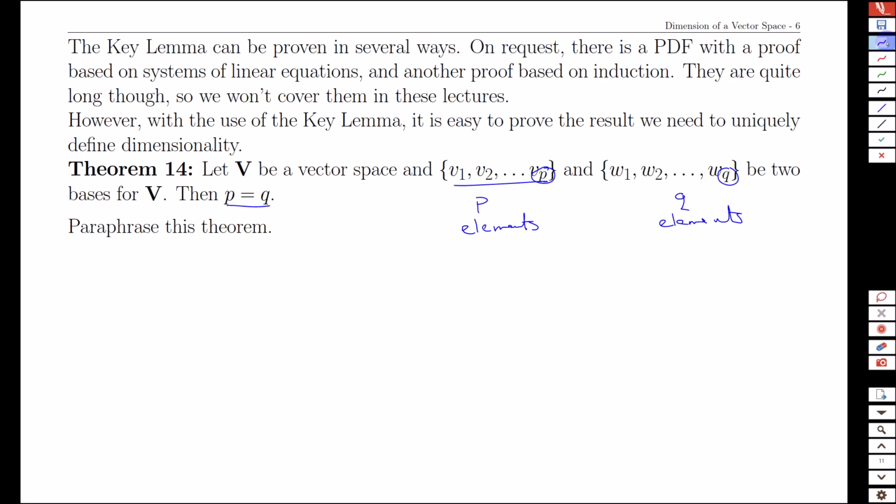Just to put that into words, each of our bases for the same space, so each of our bases for V, must have the same number of elements.